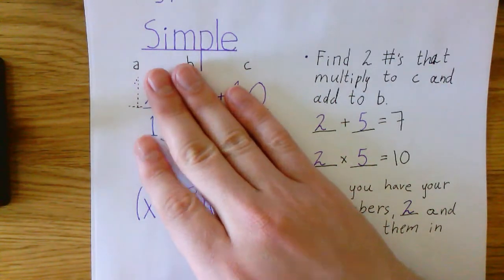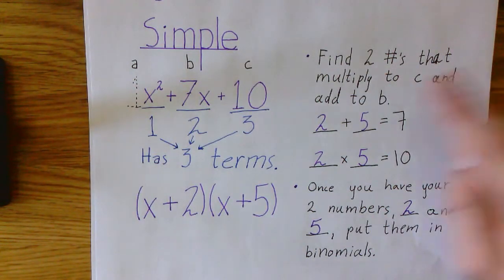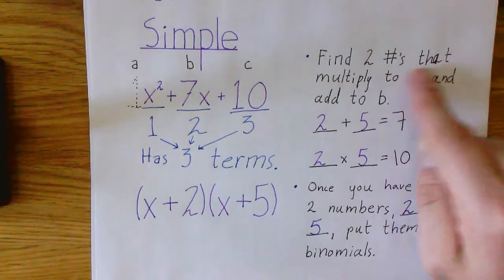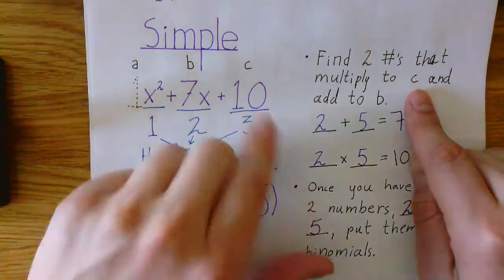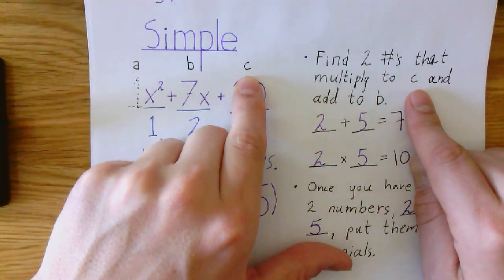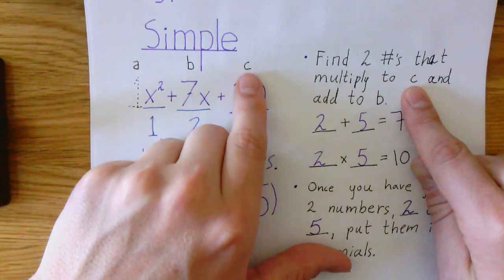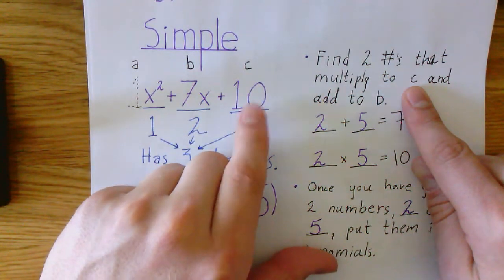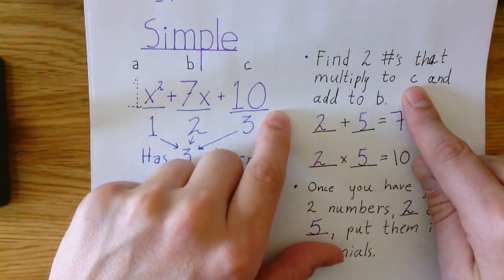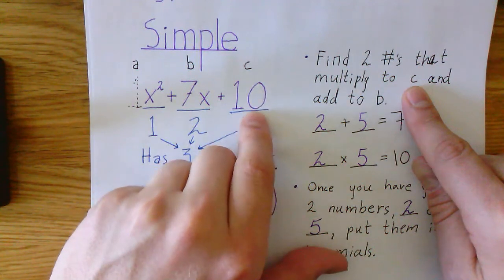Okay. So if the leading coefficient is a 1 and there are 3 terms, we're going to do simple factoring. The way we do simple factoring is we're going to find 2 numbers that multiply to C. Well, let's find C before we go any further, right? We don't want to go too fast for the people in the back. C, okay, here's the C. It means the number at the end without an X. See how there's not a variable there? It's just a number. C is the number at the end with no variable.